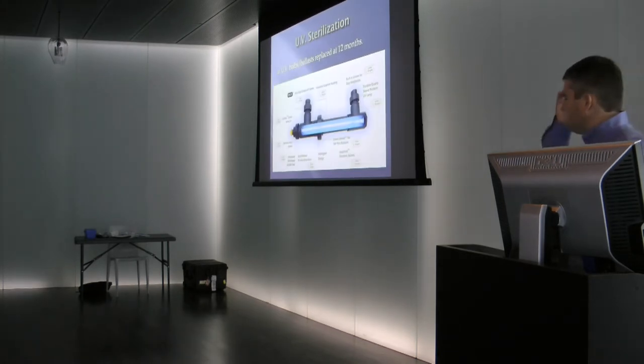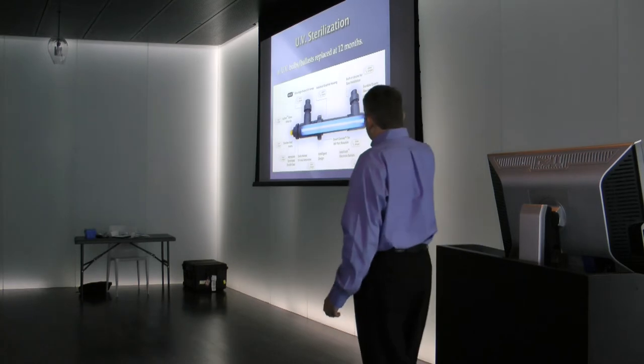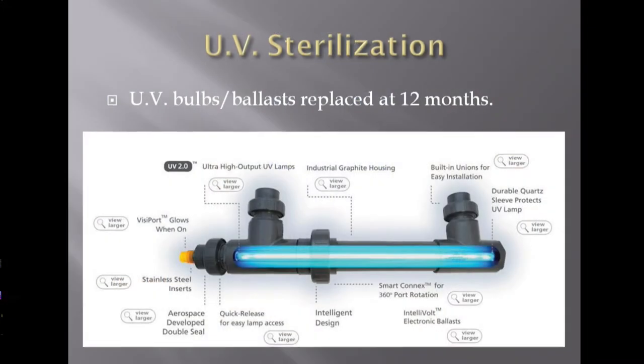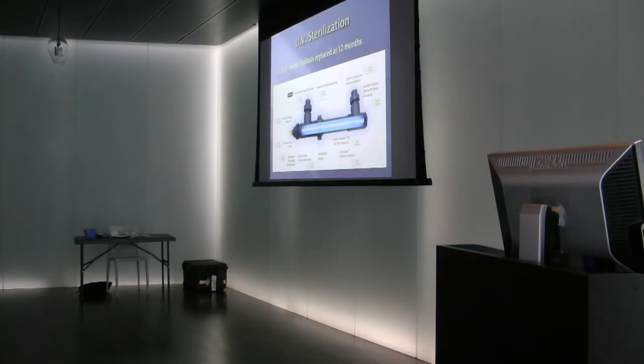We talked a little bit about UV yesterday. I won't go into too much detail, but this is an example of a system where you've got water flowing in one side and out the other side, and it flows past a UV lamp that inactivates any bacteria in there. Question? You inject your chemicals after your UV? Yes. You're having to put acid or whatever. Yeah, usually I do.